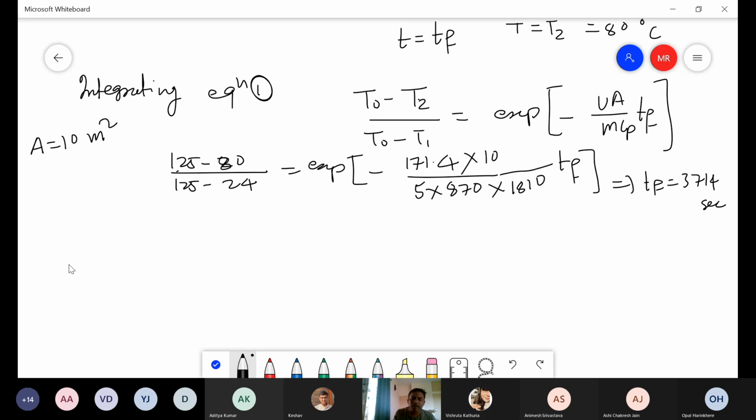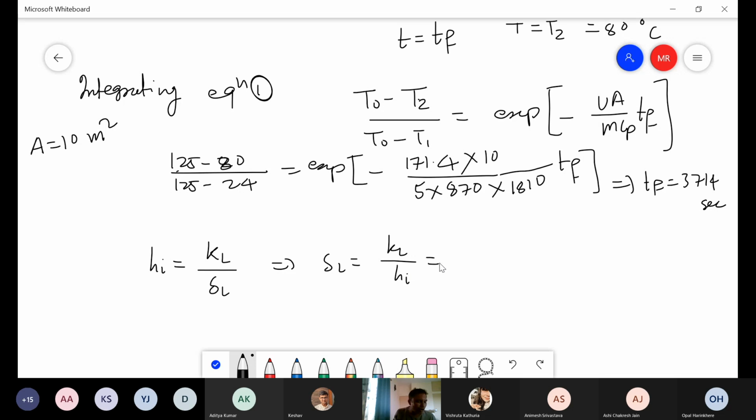We have to calculate the liquid side film thickness, isn't it? So remember what is the expression for hi? If you calculate hi, it is nothing but the thermal conductivity of the liquid side divided by the film thickness of the liquid side, isn't it? So we have to calculate the liquid side film thickness. So that will be given as KL divided by hi.